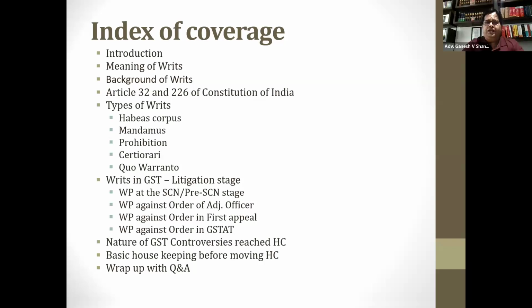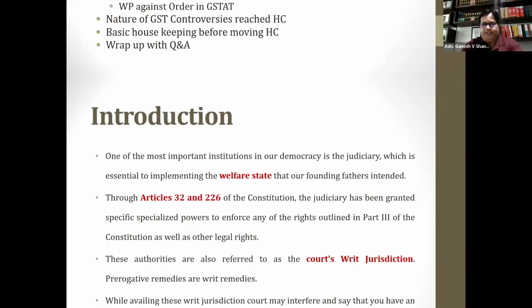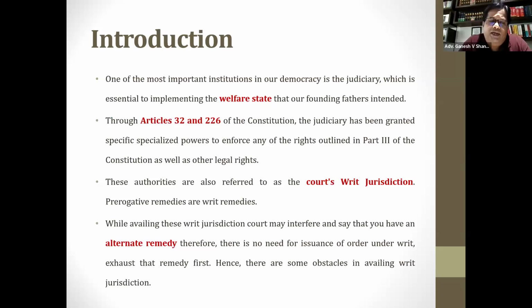So, going to the introduction, India is a welfare state where the government is responsible to ensure the welfare and take care of the citizens of the country. And to ensure that the power which the government can exercise on the citizens of the country is checked, Articles 32 and 226 of the Constitution are nothing but an exercise of control over the executive power of the government.